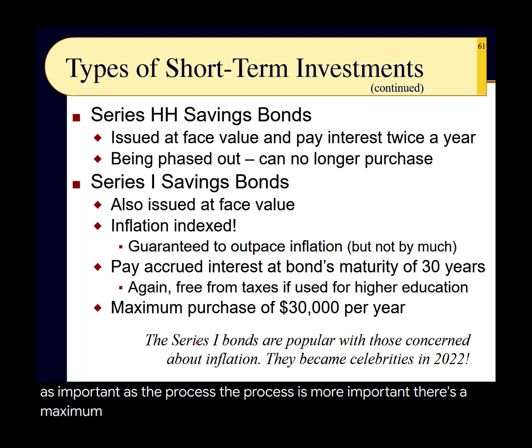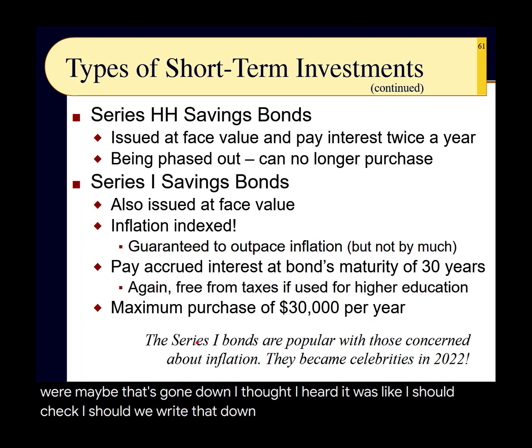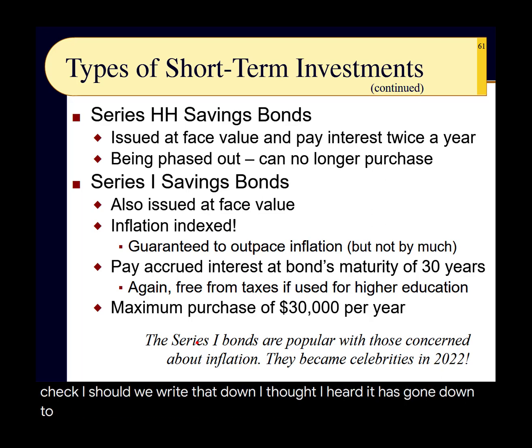There's a maximum purchase of $30,000 per year, and maybe that's gone down. I thought I heard it had gone down to 10,000. Let me check. Let me write that down. Where am I going to write this down? Here, write that down here.